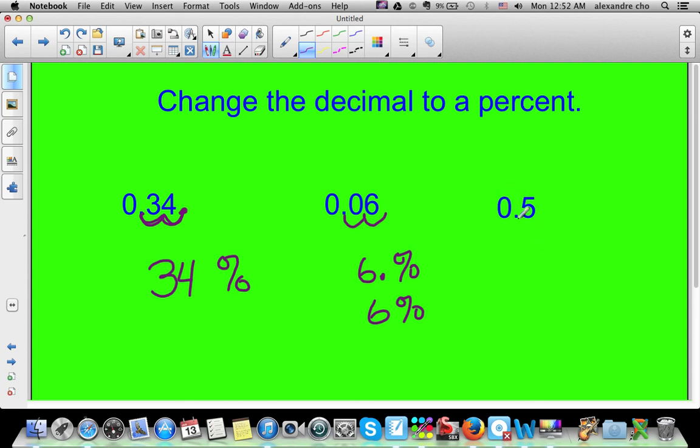Last one, 0.5. You're going to move, again, the rules don't change. You move it 1, you move it twice, and here's my new decimal. So to clean it up, it becomes 5. The empty space on top, we can't leave it empty. We add a 0, the decimal, and our percent sign. And to make it even better looking, we just write 50 with a percent sign without the decimal. Okay.